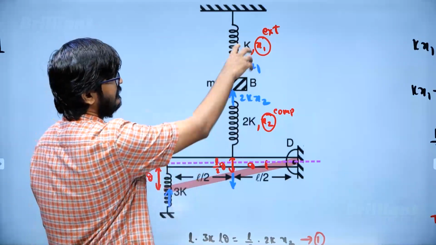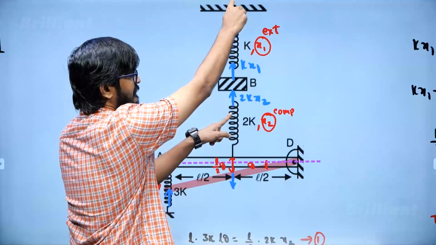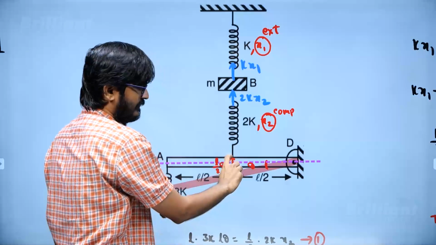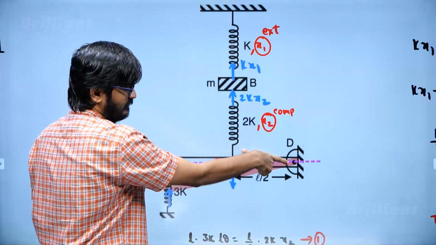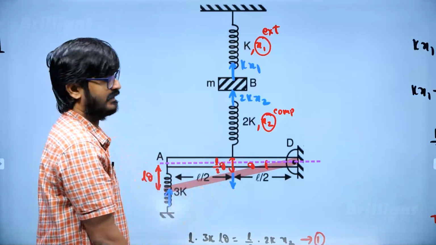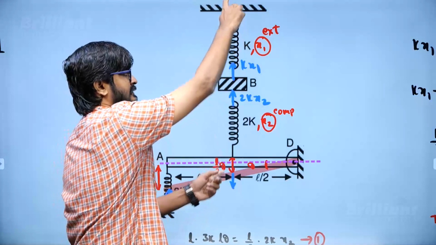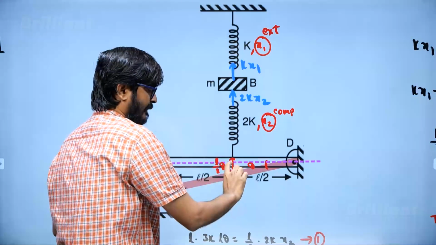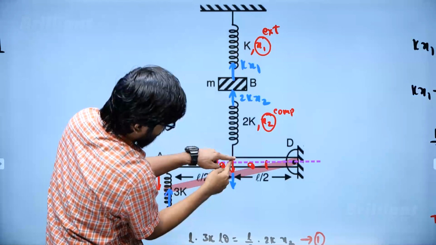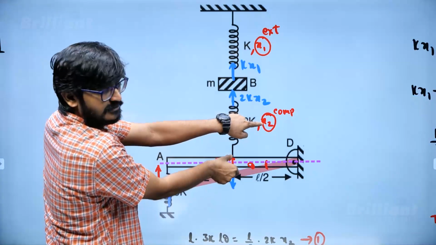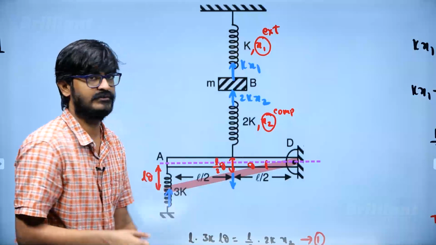But what is the total thing? This is expanding by X1, this is compressing by X2, but the total extension is how much? L by 2 into theta, right? This is L by 2. So when you rotate it, the small length is L by 2 theta. What is this L by 2 theta? That is this extension X1 minus X2. So X1 extension minus this compression, right? X1 minus X2 is L by 2 theta.